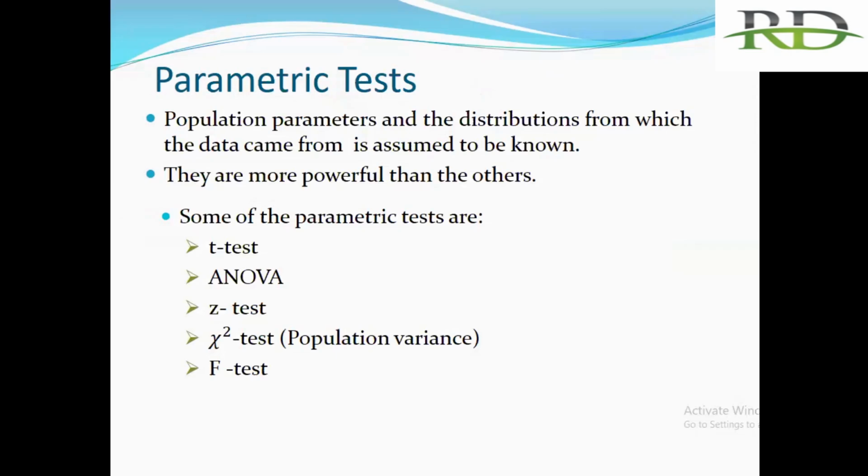Chi-square is one test which is both parametric and non-parametric. Chi-square is used for parametric purposes, and chi-square is also used for non-parametric. When we discuss chi-square in detail, I mean the non-parametric use, I will explain how it is used as non-parametric. For parametric, it is used for testing the variance.